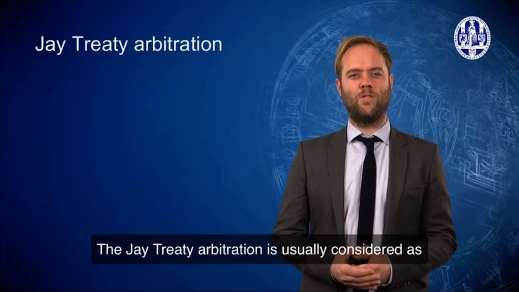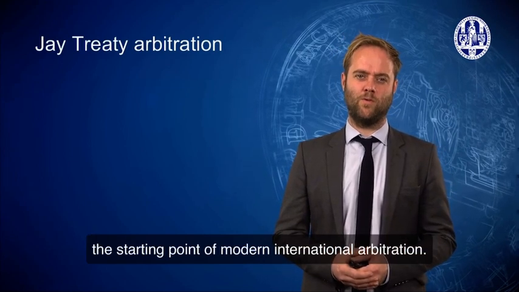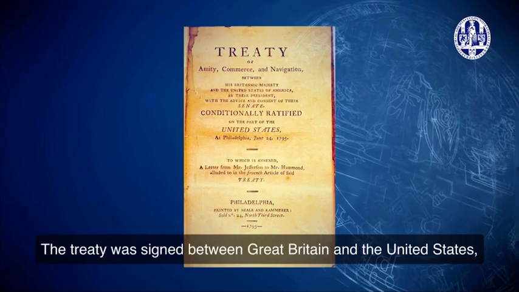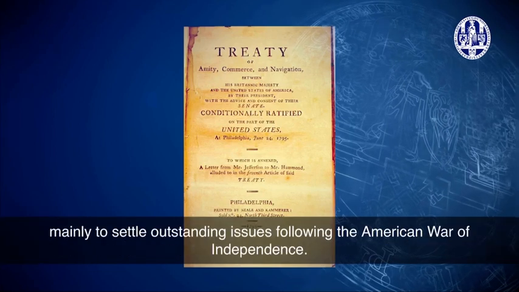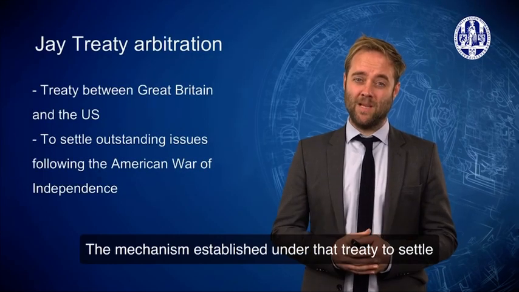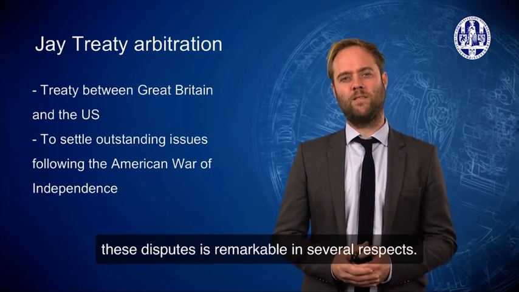The Jay Treaty arbitration is usually considered as the starting point of modern international arbitration. The treaty was signed between Great Britain and the United States mainly to settle outstanding issues following the American War of Independence. The mechanism established under that treaty to settle these disputes is remarkable in several respects.